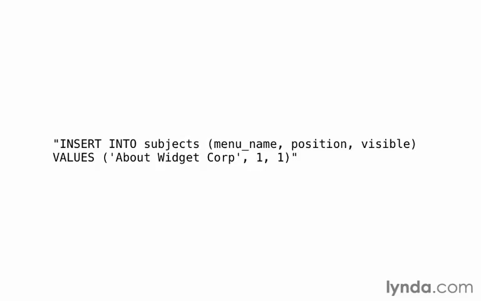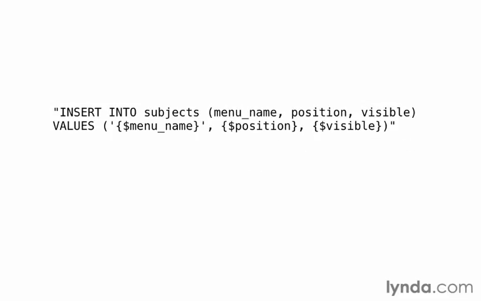For example, the single quote is an important part of an insert statement because it goes around all string values. So for example, if we had insert into subjects, we have the column names, values, and then about widget corp, and that goes in single quotes. Now let's imagine that we've written that so that it takes a dynamic value. We did this just a few movies ago, where we're going to now insert menu name, and menu name is going to be a variable.